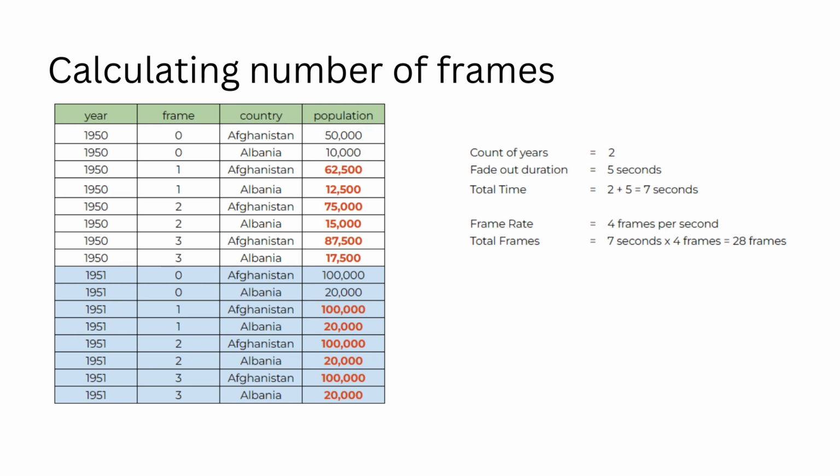In our example, we are going to show the data for each year, for 1 second. We have considered 2 years, 1950 and 1951. Allowing a fade-out duration of 5 seconds, we will have 7 seconds of video. We discussed a frame rate of 4 to smoothen the transition. So, we would need 4 frames per second. Hence, the total number of frames needed is 28.